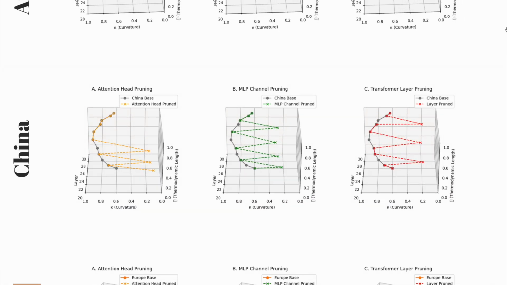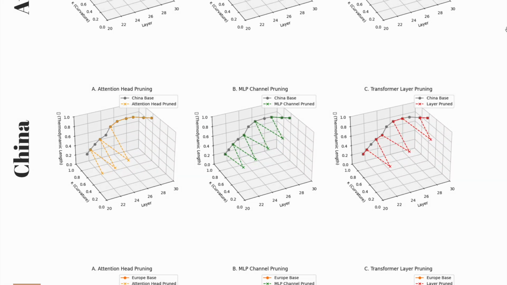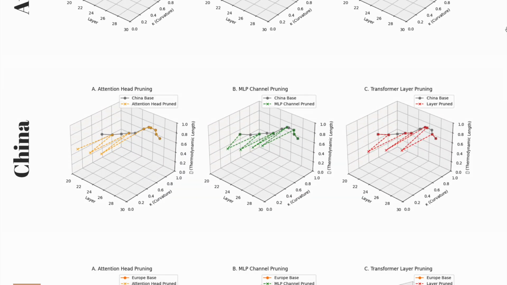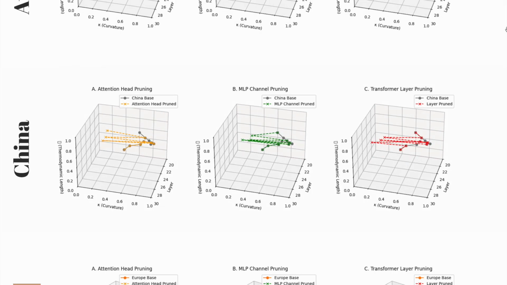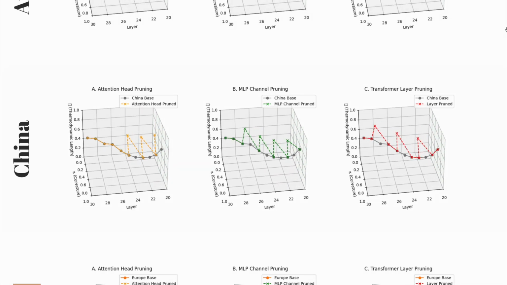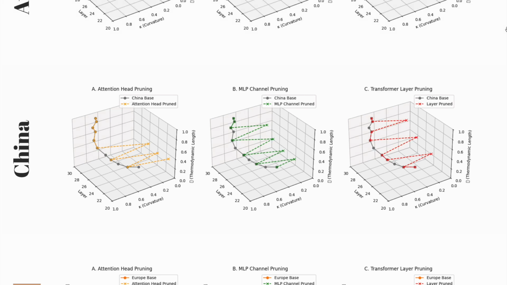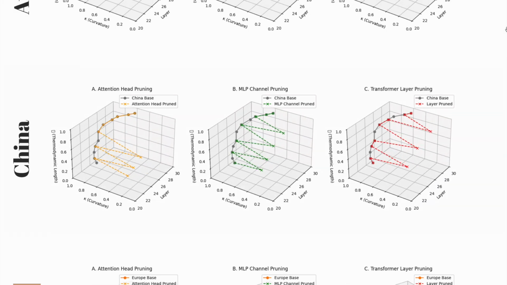Bottom line: head pruning disrupts stitching, channel pruning erodes detail, and layer pruning punches a structural gap. Each one shortens the reasoning path and weakens turning power, with the mid-stack, about 23 to 27, emerging as the most sensitive zone for this China-tuned lineage.